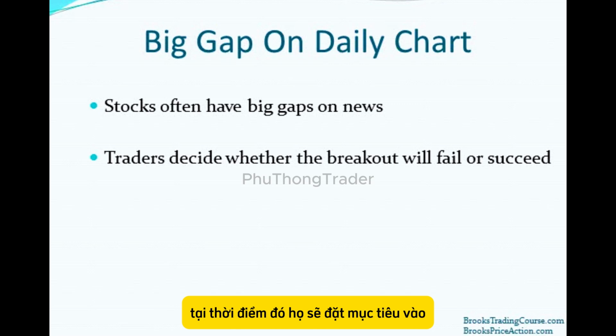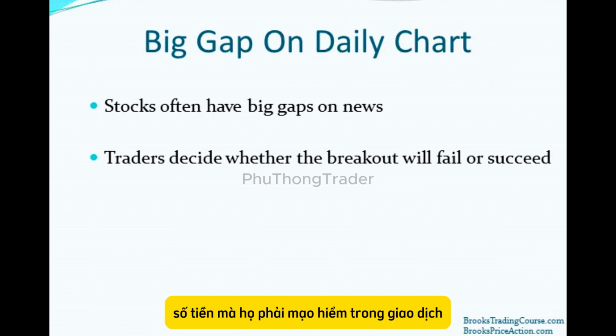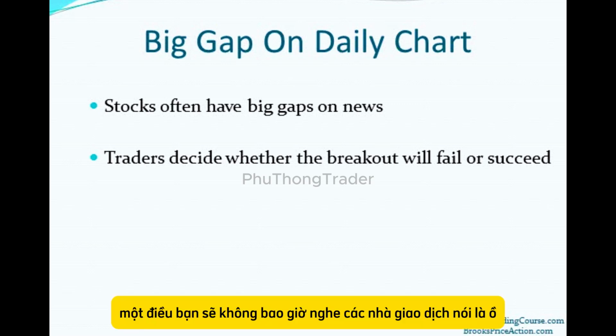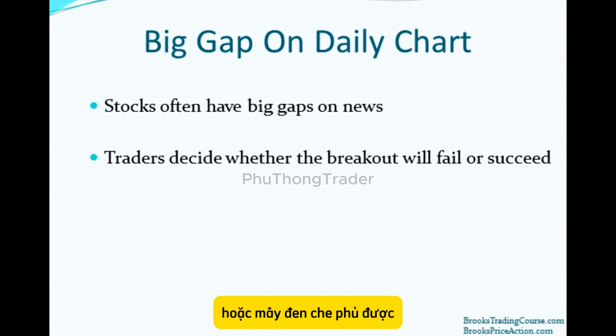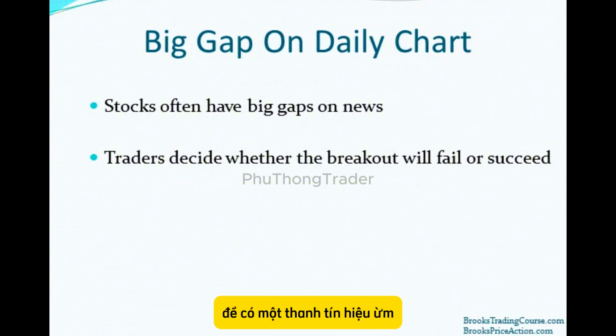At that point, they'll base a target on the actual amount of money that they had to risk on the trade. One thing you'll never hear traders say is, "Oh, it gapped up and now it has a hanging man pattern or a dark cloud cover." Traders are not interested in that stuff.